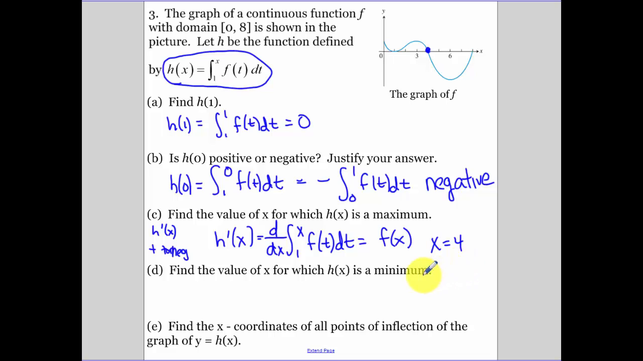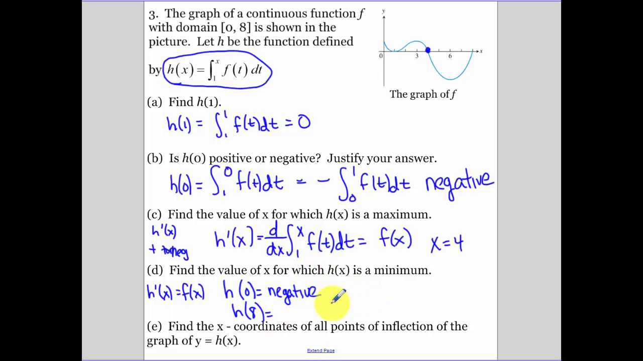All right, at what values of x is h of x a minimum? Remember, h prime of x is equal to f of x. And our functions give a minimum when I change from negative to positive. Our graph never changes from negative to positive. But keep in mind that you also have to incorporate the endpoints. Remember when we were finding absolute extrema, we had to incorporate the endpoints. So I have to find h of 0. We said h of 0 was some negative number. And then now I need to find h of 8.